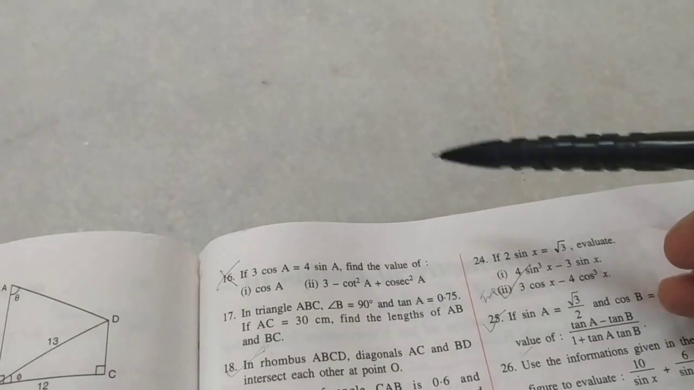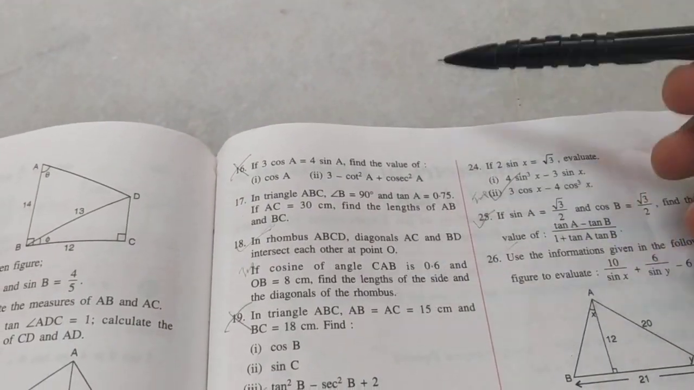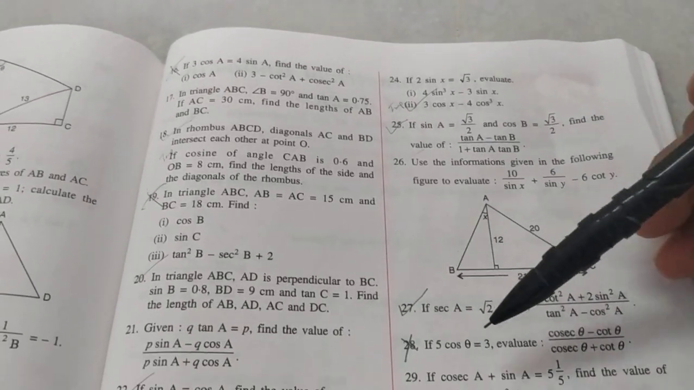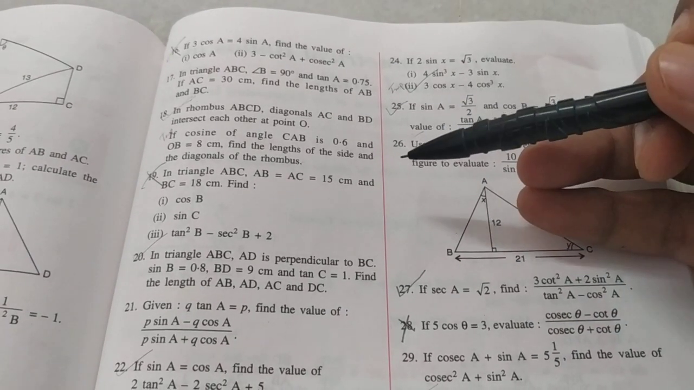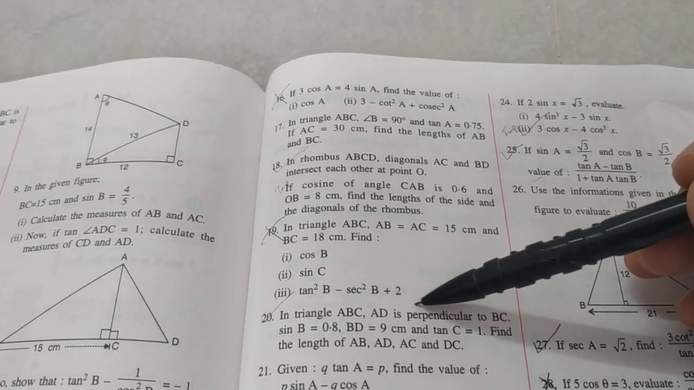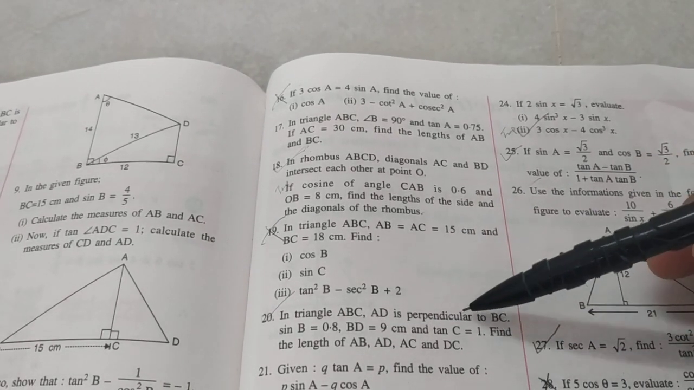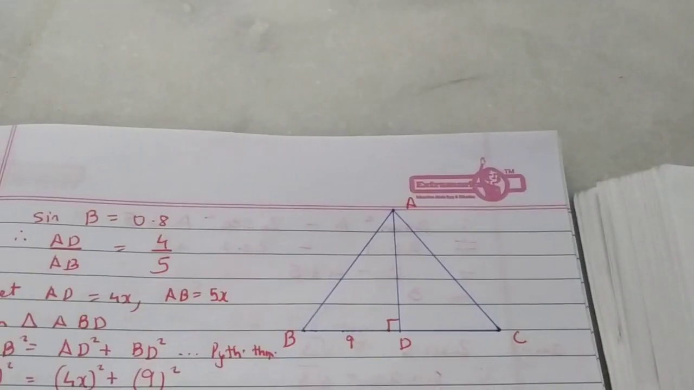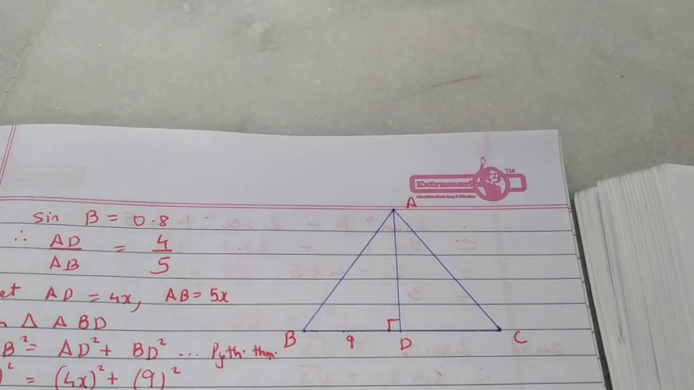Next, the 20th sum. By the way, you can cancel the 16th and the 19th sum because they are easy and it's a repeated type of sum. Even the 28th one can be cancelled to reduce your homework. Now the 20th sum. In triangle, AD is a perpendicular and all these values are given and some values are to be found. So first draw the triangle. Nowhere have they mentioned it is an isosceles triangle, so don't assume that.